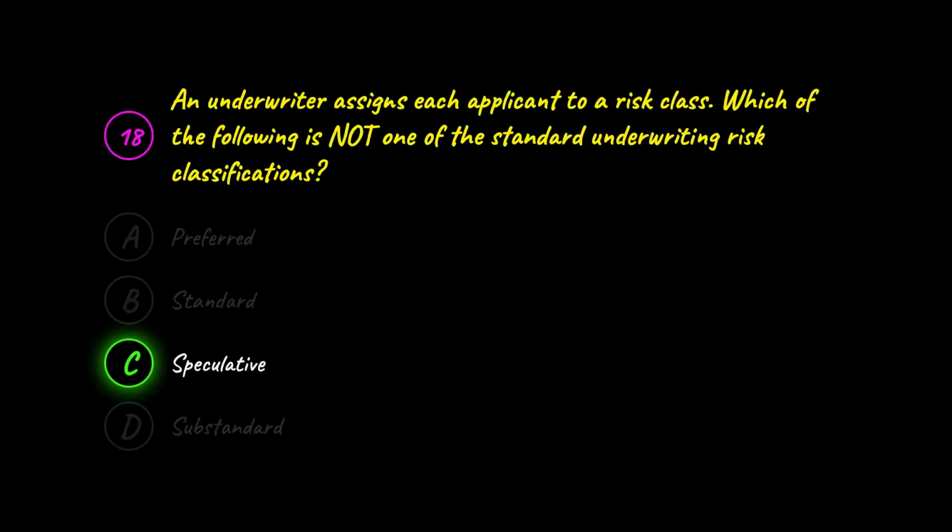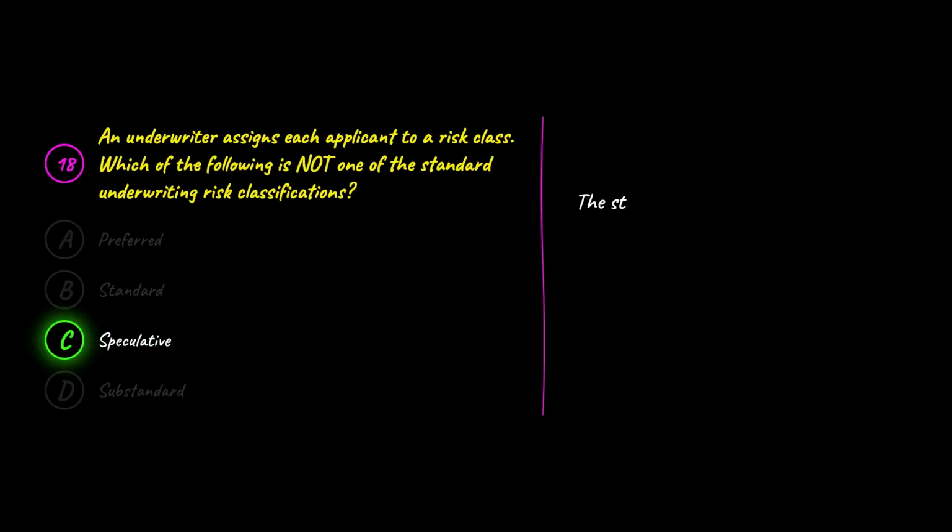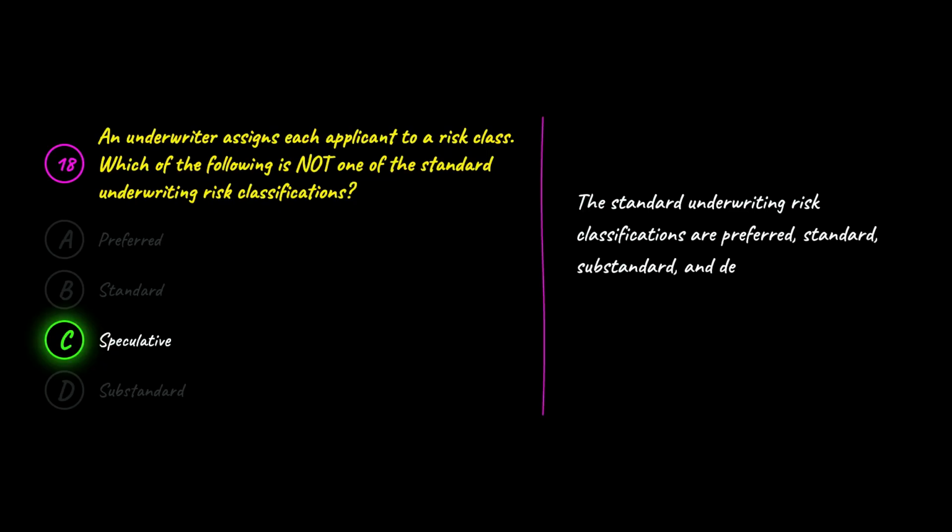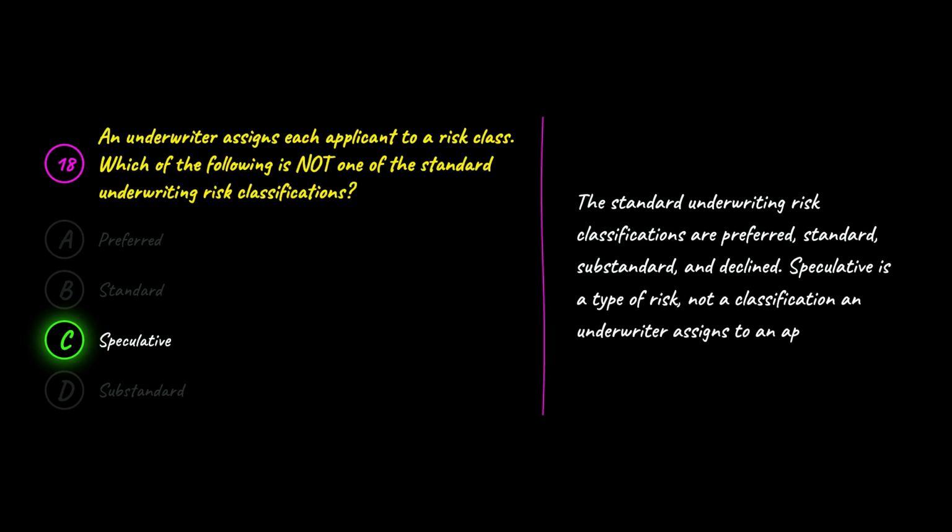The correct answer is C. Speculative. C is correct because the standard underwriting risk classifications are preferred, standard, substandard, and declined. Speculative is a type of risk, not a classification an underwriter assigns to an applicant.